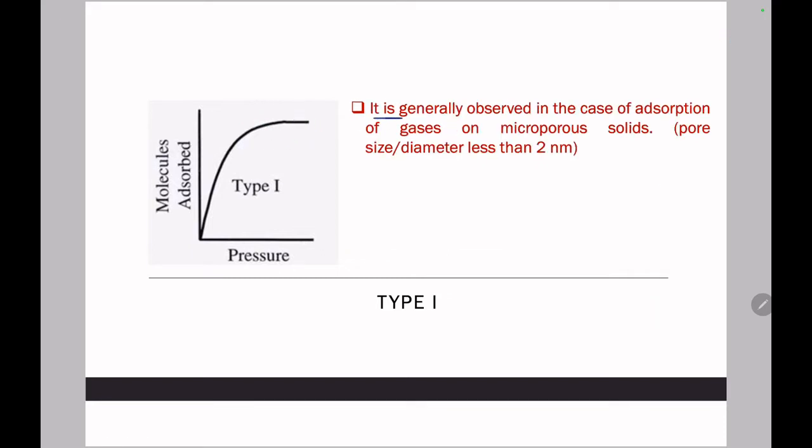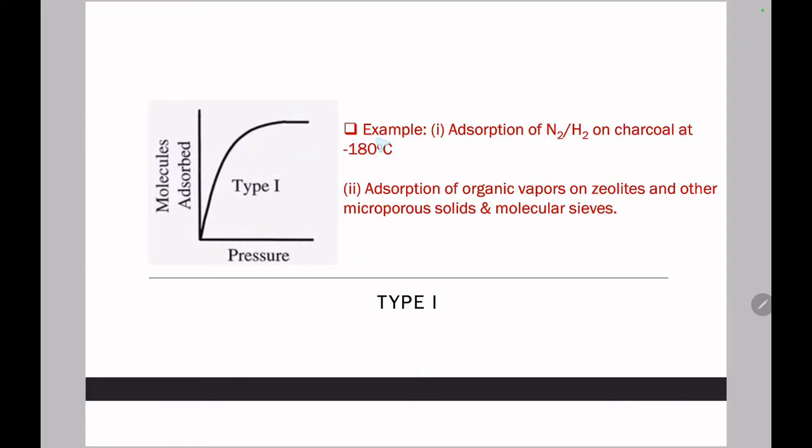This type of adsorption is generally observed in the cases of gases on microporous solids. Microporous solids are the adsorbents whose pore size is less than 2 nanometers. Examples for type 1 adsorption include adsorption of nitrogen or hydrogen on charcoal at minus 180 degrees Celsius, and also the adsorption of organic vapors on zeolites and other microporous solids and molecular sieves.